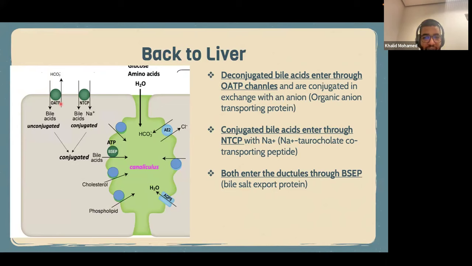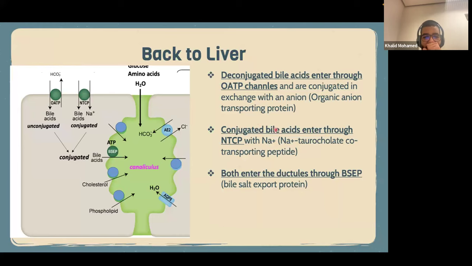One is called organic anion transporting protein. It reabsorbs the deconjugated bile acids, or unconjugated bile acids. It gets reabsorbed through OATP channels, and the conjugated bile acid enters through a channel we call NTCP. You don't need to remember these big names: sodium taurocholate co-transporting peptide. They'll always give you the abbreviation. So OATP and NTCP. OATP is for deconjugated, NTCP is for conjugated. These channels are very important.